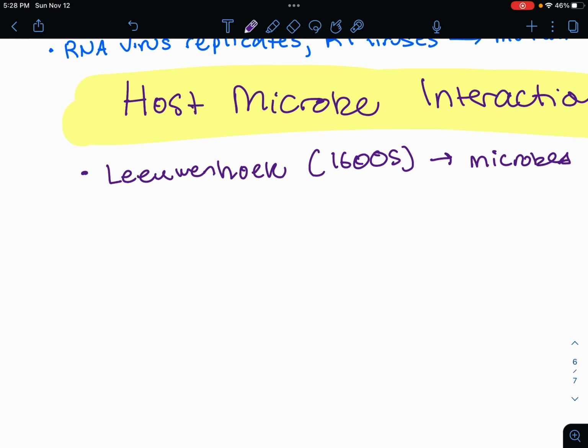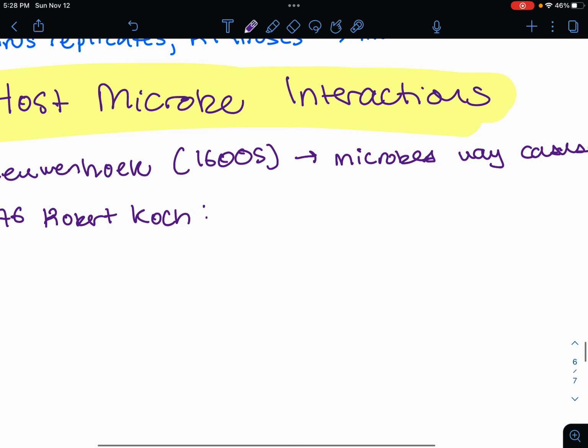And then later on in 1876, this is when we have Robert Koch. And when he does his studies, he offers the evidence for the germ theory of disease.